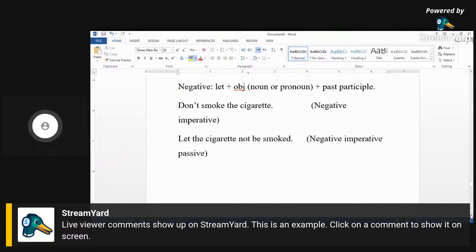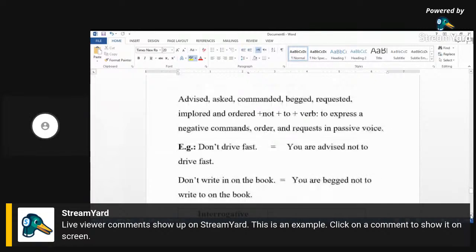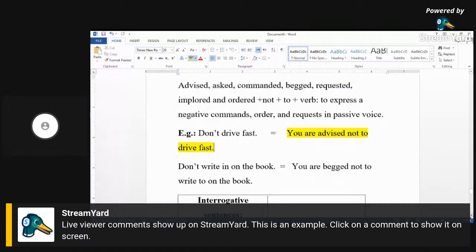So, there is another note for it. These verbs: advised, asked, commanded, begged, requested, implored. Again, those verbs plus not plus to. We have not and to. Don't drive fast. You are advised not to drive fast. In here, we do not mention the verb do. You are advised not to drive fast. به شما مشوره میگردد که سریع رانندگی نکنید.